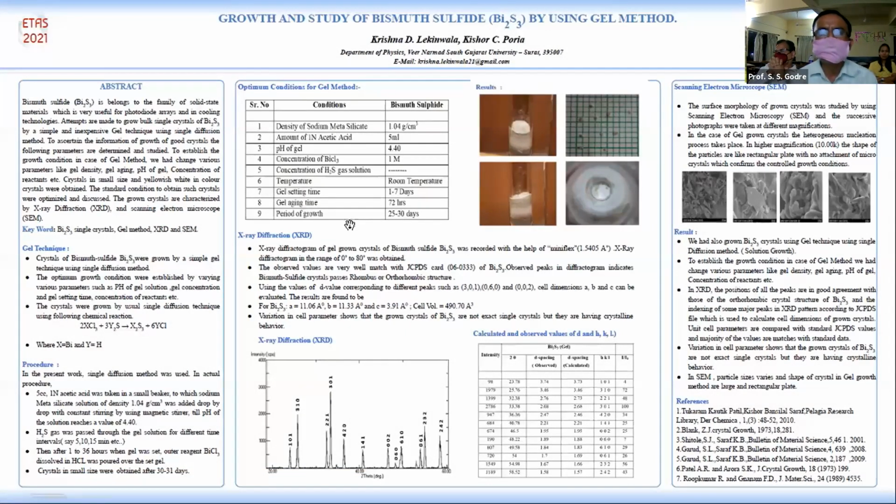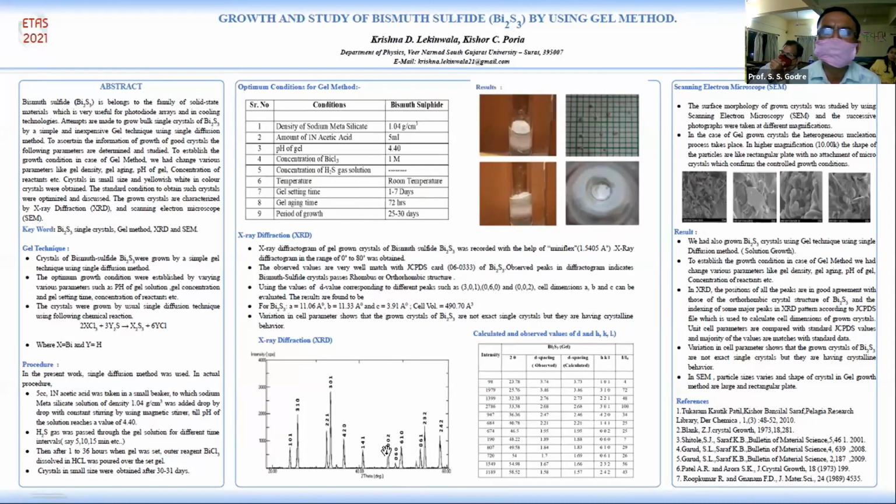Now we have characterized our grown crystals by using X-ray diffraction and scanning electron microscope. X-ray diffraction of gel grown crystals was recorded with the help of a Miniflex in the range of 0 to 80 degrees. This is an X-ray diffraction graph, intensity versus 2 theta. The observed values match very well with the JCPDS chart, and the observed peaks in the diffractogram indicate that the bismuth sulfide crystals are orthorhombic in structure.